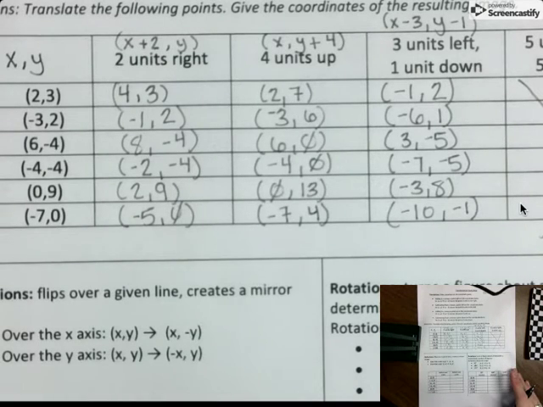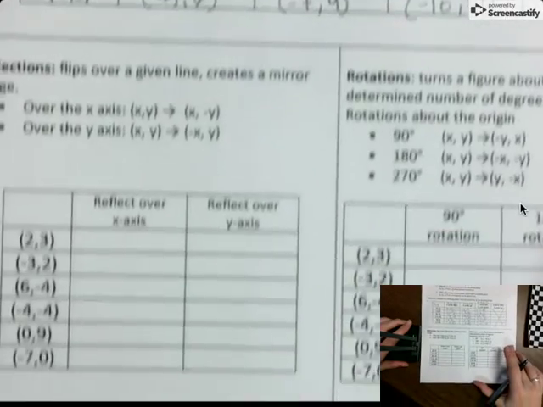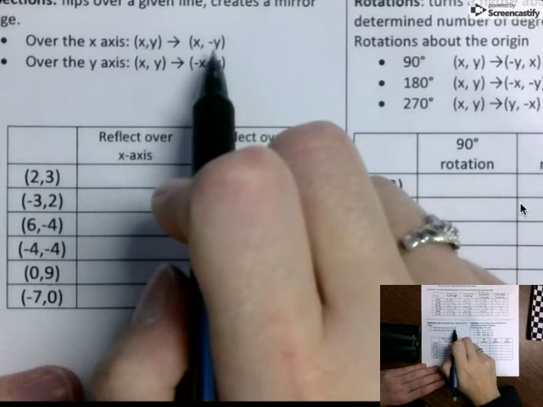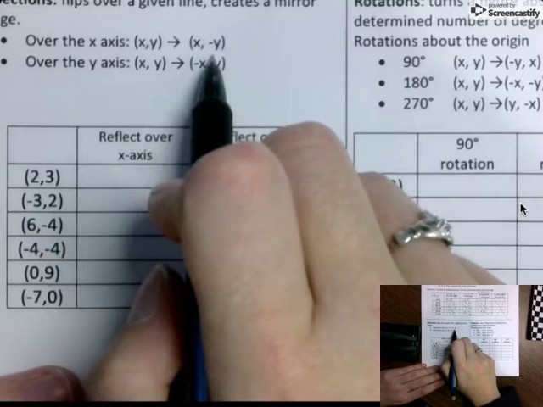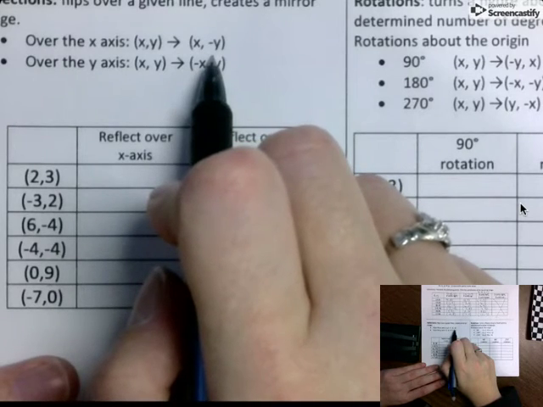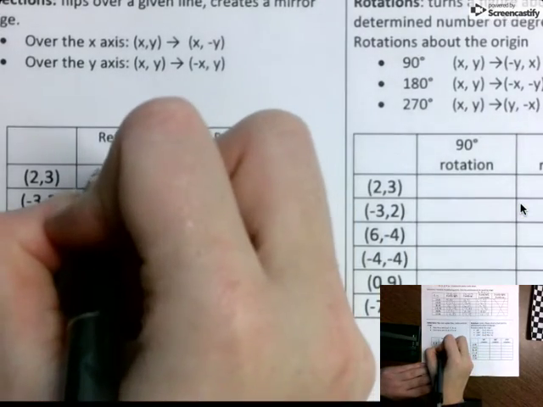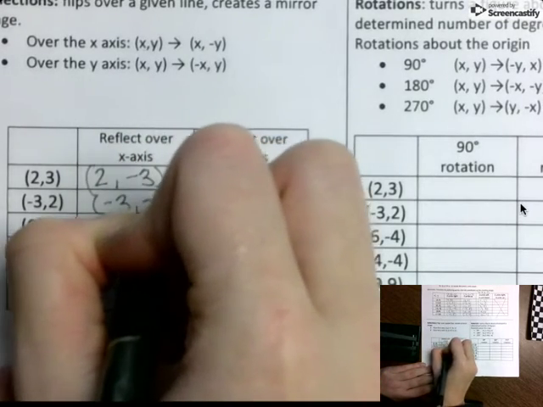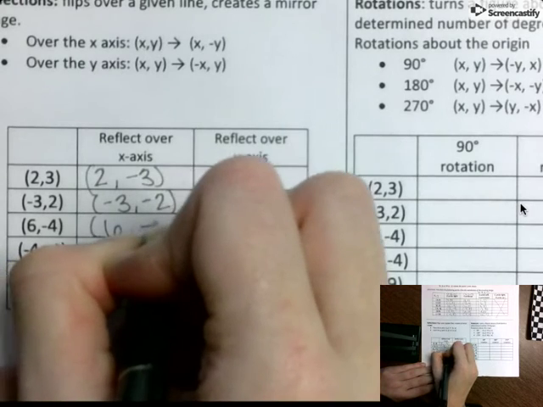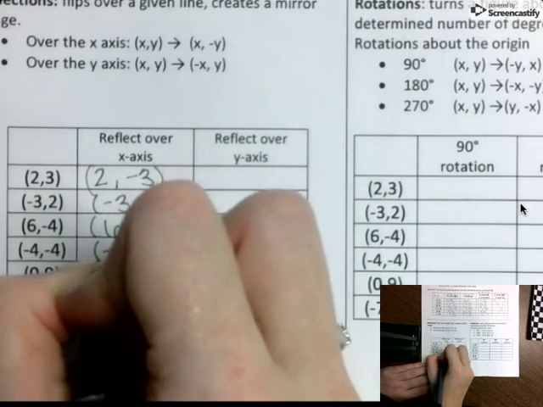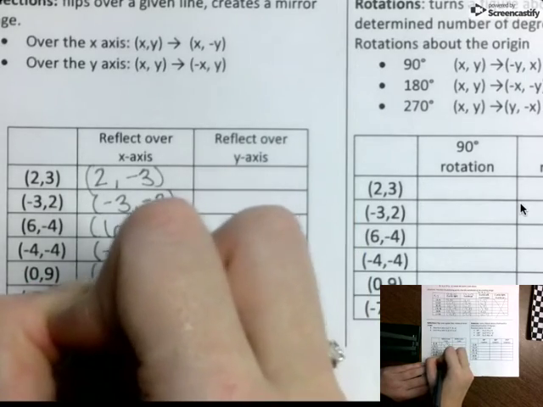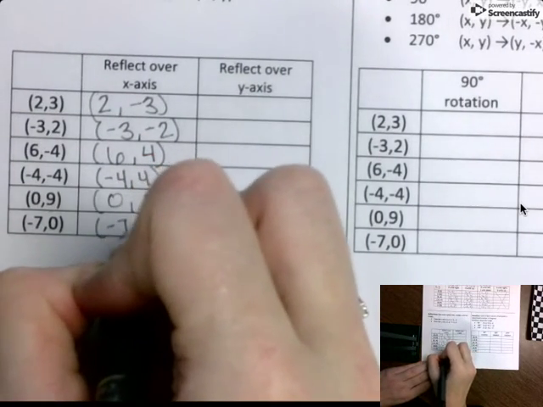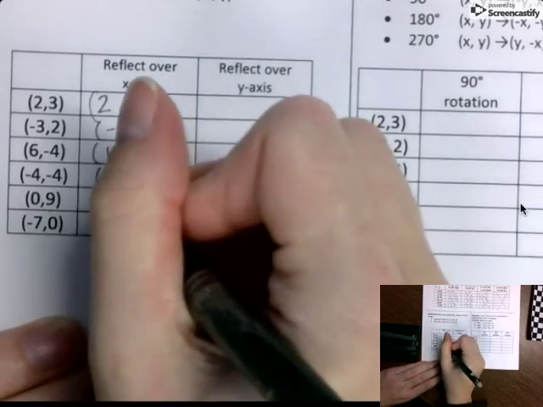Okay? Then it says, if it's reflected over the x-axis, the x stays the same, the y flips to the opposite, or a negative, okay? So let's do the x-axis first. X stays the same, y is the opposite. X stays the same, y is the opposite. And a negative 0 is still 0, or a positive 0.